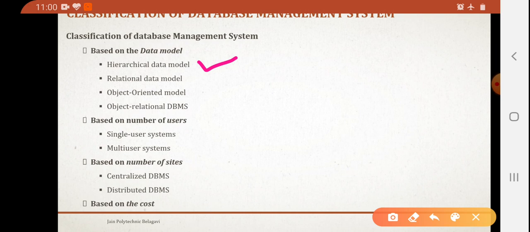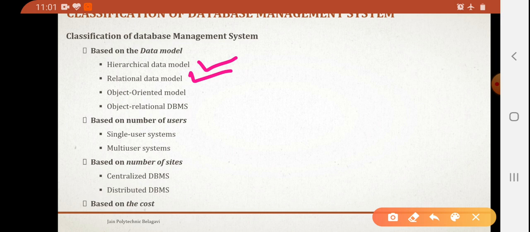Next is the relational data model. It stores data in the form of tables. A relational database is data driven, not design driven. Maintaining consistency among all applications is easier. It supports a powerful query language.